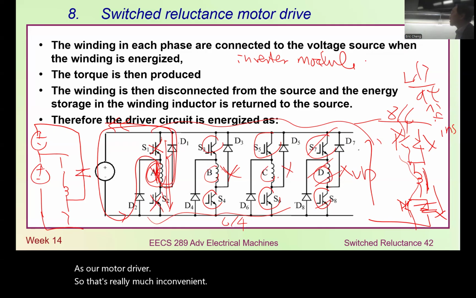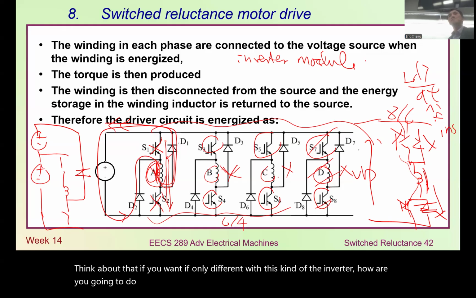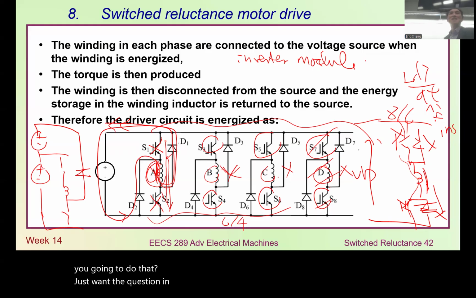Or can you use this driver to connect to this motor? Think about that. If you are only given this kind of inverter, how are you going to do that? Just one of the questions in the quiz next week. Now, this is not available in any market. But now you are only provided with this, as many of these as you like.